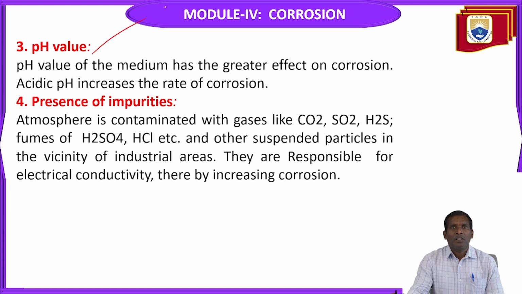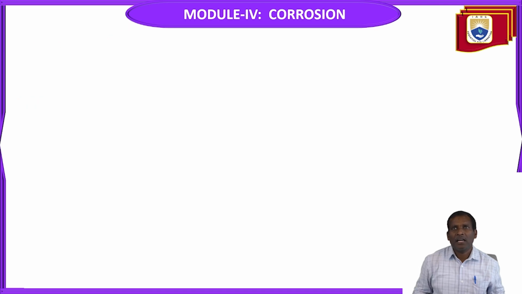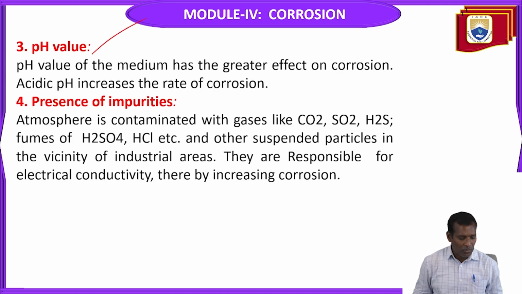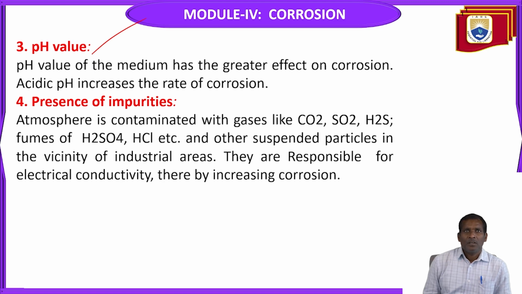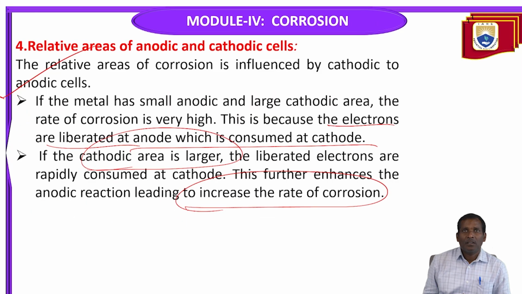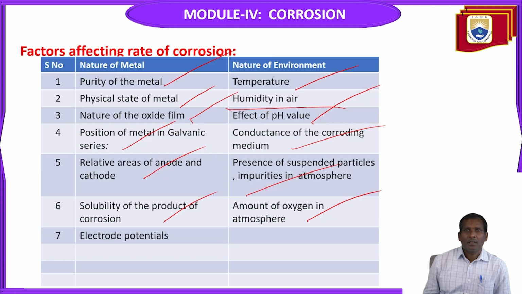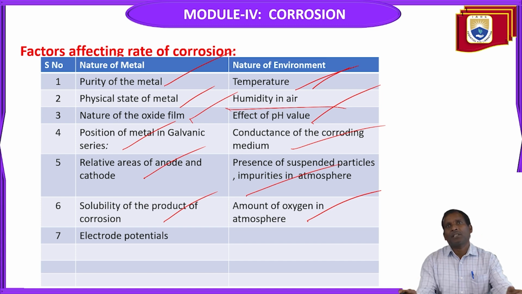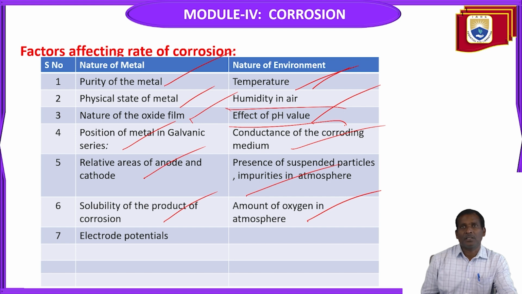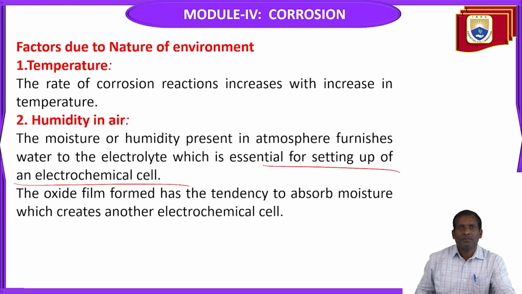Next, pH value. The pH value of the medium has a great effect on corrosion. Acidic pH increases the rate of corrosion. Similarly, presence of impurities. All these points come under nature of environment. What we have discussed in the comparison table: nature of environment depends upon temperature, humidity in air, and effect of pH value. We have already discussed these three. Next we will see the conductance of the corroding medium, suspended particles and impurities in the atmosphere, and the amount of oxygen in the atmosphere.